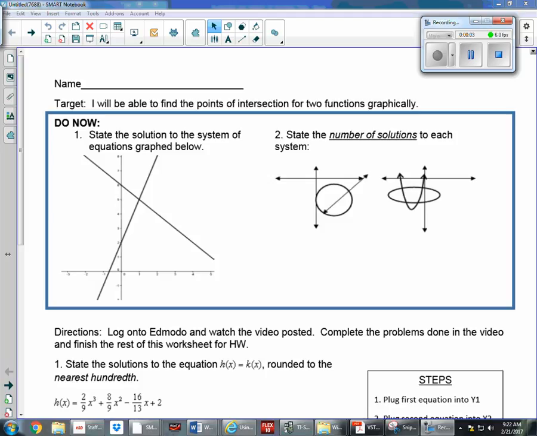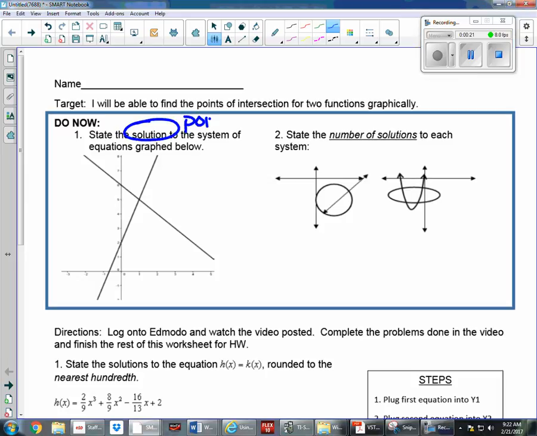Hi guys, just going to go over how to find the points of intersection for two functions graphically today. If you look at the do now, the first question and the second question are both reviews. Number 1 says to state the solution to the system of equations graph.